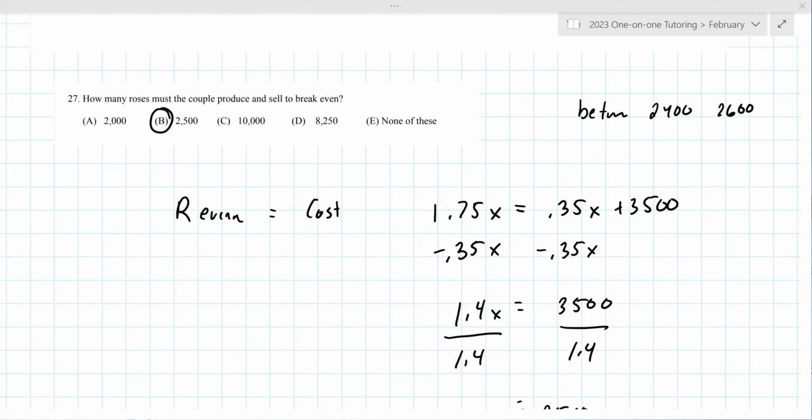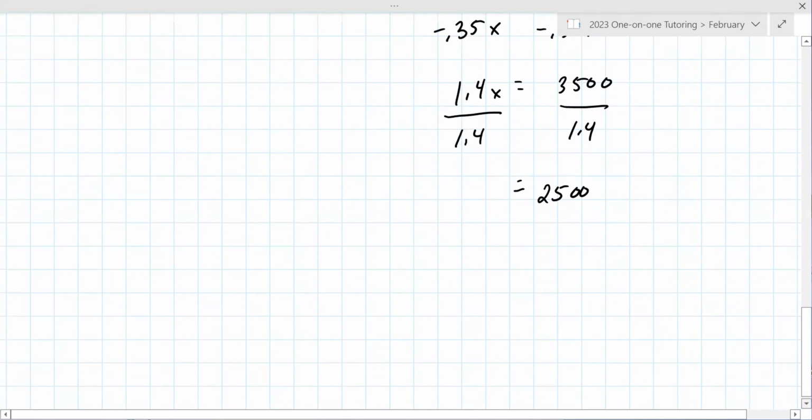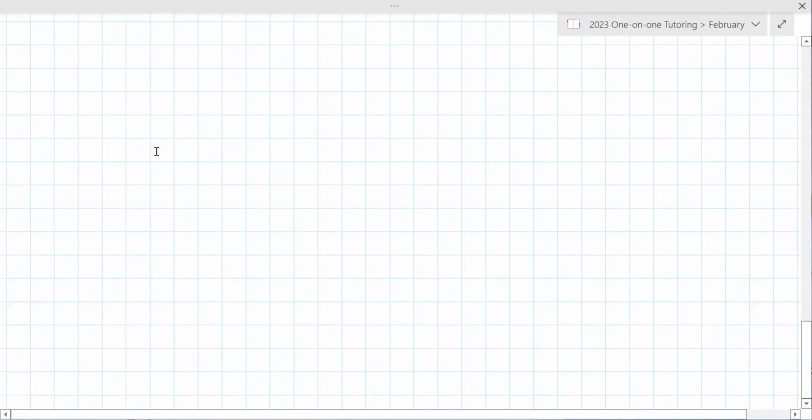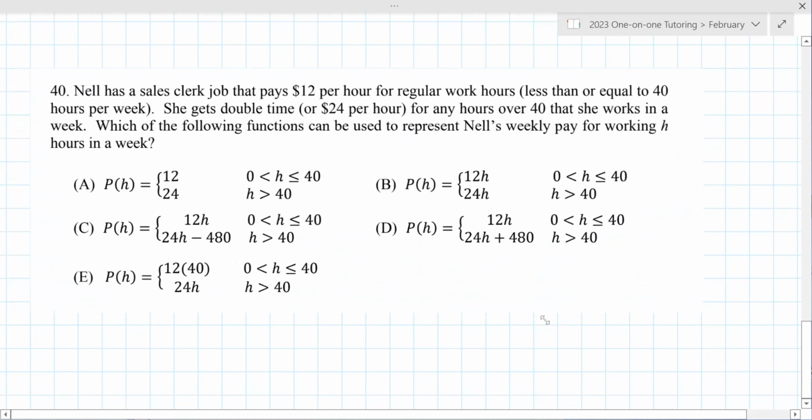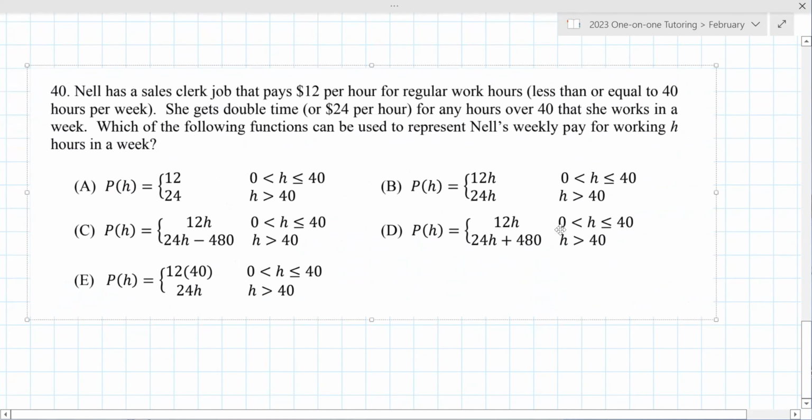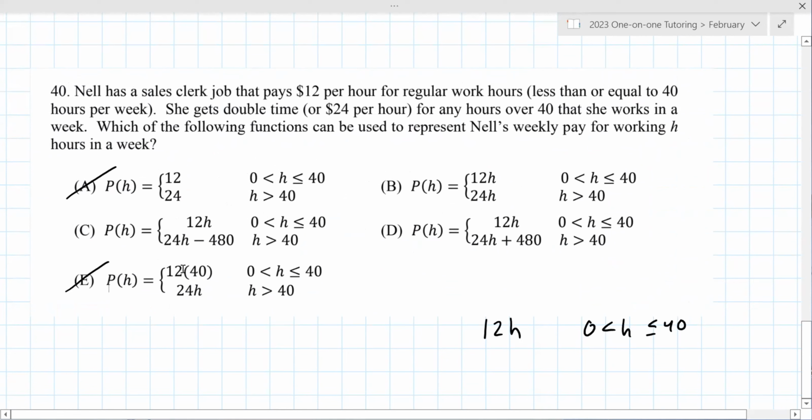Okay, this is a piecewise problem like we were doing on one of the assignments. Okay. Neil has a sales clerk job that pays $12 per hour for regular work, less than or equal to 40 hours per week. So we did one just like this for homework. They're using H as the variable. So it's 12H if he works 0 less than H less than or equal to 40 hours. Okay. So we know we can get rid of a couple of these. We can get rid of A and E because they don't have the H in them.